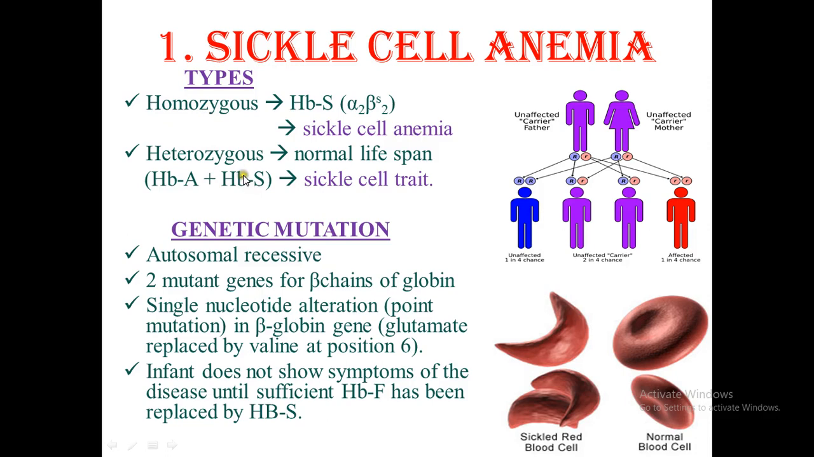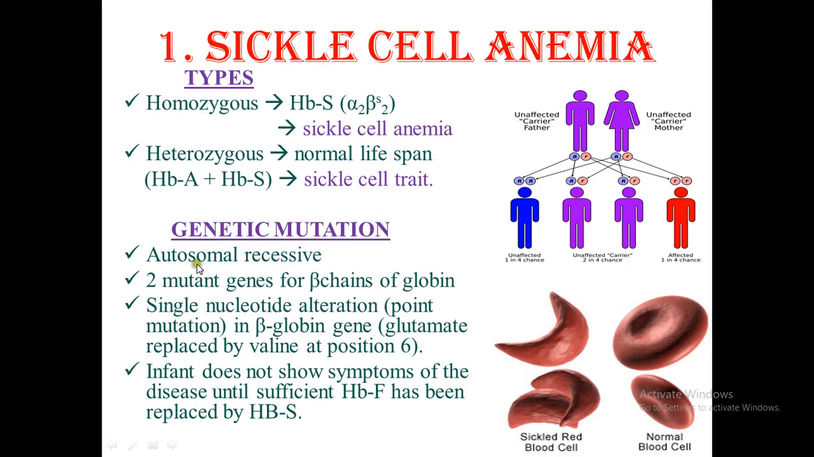In heterozygous, the person has inherited one normal gene, so is making hemoglobin A, and one abnormal gene from one parent, so this hemoglobin is hemoglobin S. But in this case, the person is going to have a normal lifespan, except that we say he's carrying the sickle cell trait. What is the genetic mutation in sickle cell anemia?